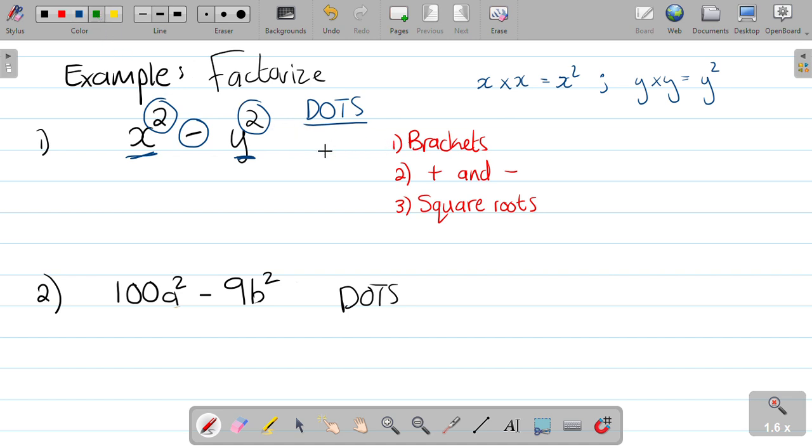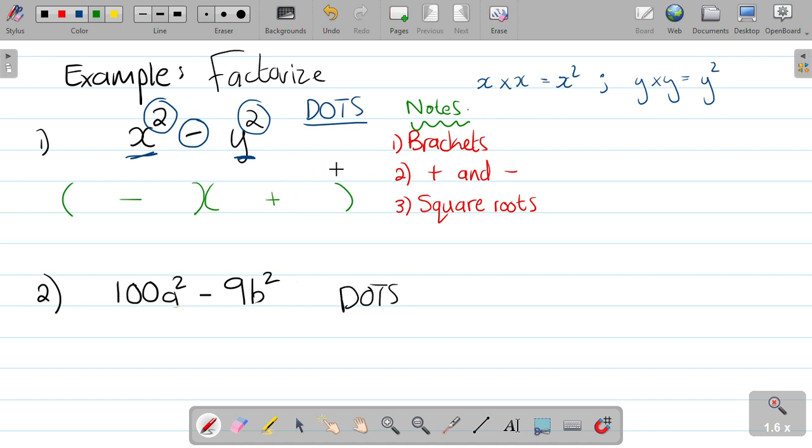Now let's see how we actually answer the question if it's asking us to factorize. I've put some notes over here. What we're going to do is open up some brackets. Number one says brackets, so you open up two sets of brackets like that. Step number two, you put a plus and a minus sign. It doesn't matter which bracket you put it in. You can do plus there, or a minus there and then a plus there. As long as if there's a plus here, there must be a minus in the other bracket, and vice versa.